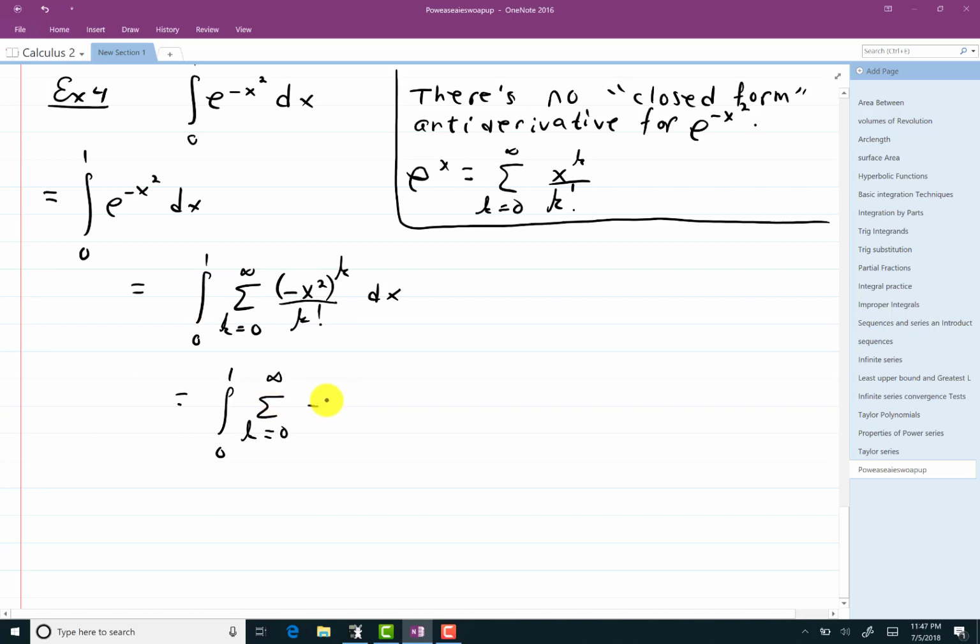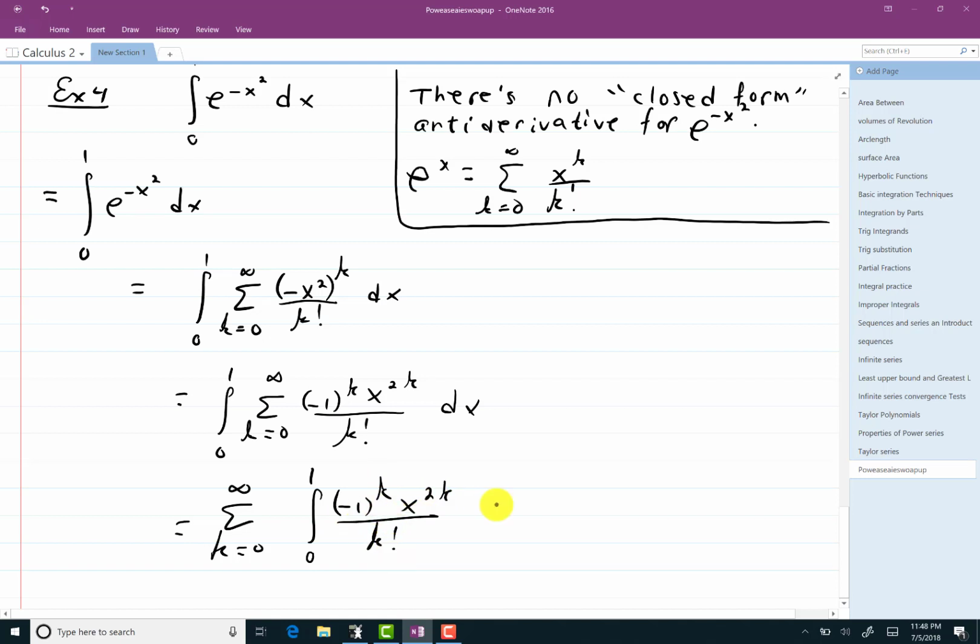So I'll get (-1)^k x^(2k) over k factorial dx. Now the leap of faith that you're going to have to make with me comes at the next step. I may integrate this term by term. And the reasons why involve topics that I am at liberty to say, but they would be ridiculously complicated for you and go way beyond the topic. But rest assured I can do all this.